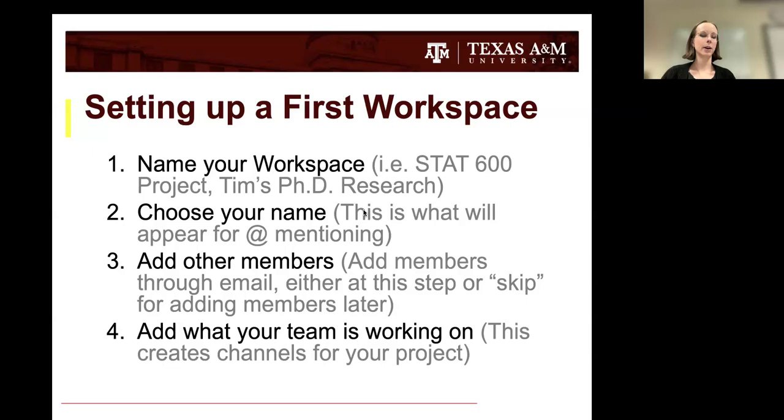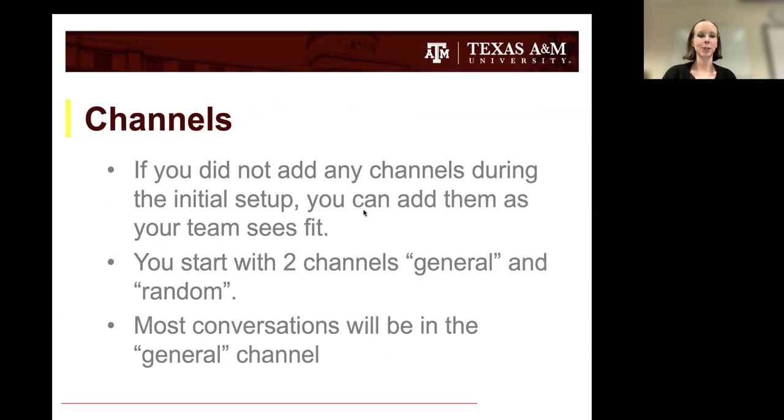Then you can skip steps 3 and 4, which are add other members and what your team is working on currently. Step 4 was a little confusing when I first set it up because it's not clear why they want to know this, but all it's doing is creating these channels, which you can think of as subfolders for your conversations for your big project. You will start with 2 channels, general and random. In my case, I only really use the general channel, but random is supposed to be more laid back and conversational with whoever is in your group.